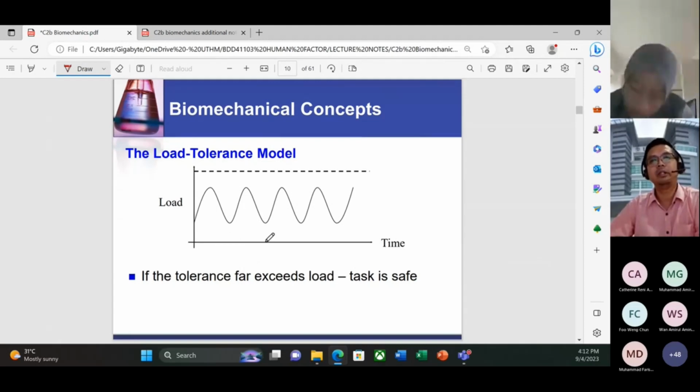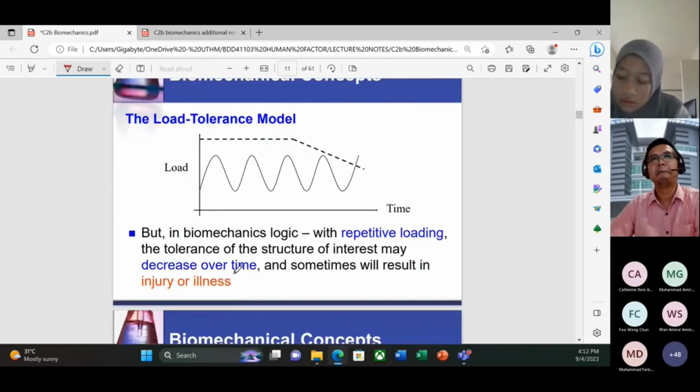This is a graph where X is time and Y is the load. As you can see here, if the tolerance far exceeds the load, it means the task is safe. So if we have a load here, and the tolerance far exceeds the load, we consider the task safe. But in biomechanics, with repetitive loading, the tolerance of the structure of interest may decrease over time.